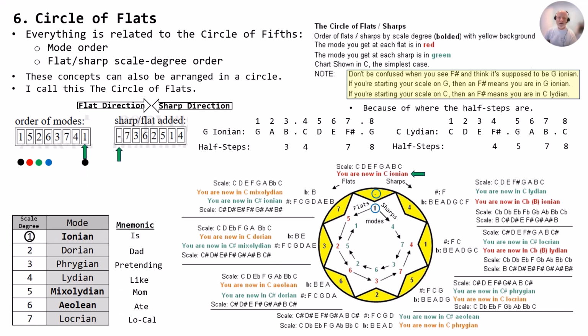Now let's go around the sharp direction. We're first starting out in C Ionian again, so we're back to the top with those two circles at the top of the circle of flats. And now we're going to wrap around because we ran out, and we're going to sharp the fourth scale degree, and we're going to be in the fourth mode. It's C. That would be C Lydian.